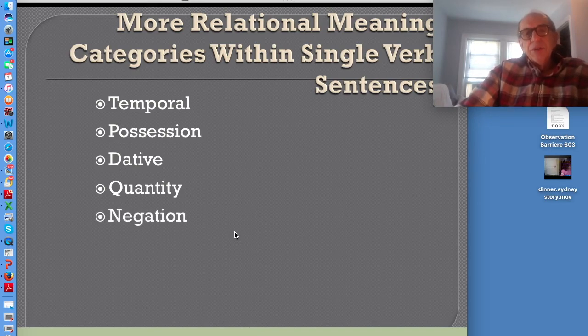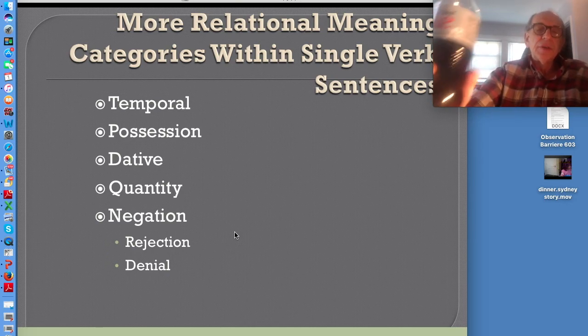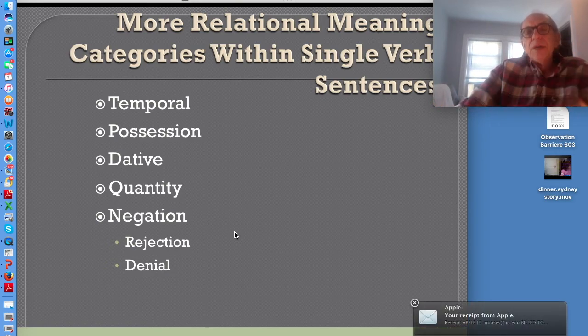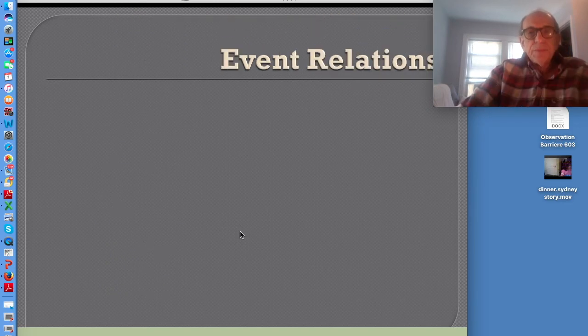Negation, which can be, I think there are 2 that I pointed to. Rejection: I don't want the Coke. No Coke. Or denial: that's a Pepsi. I say, no, that's a Coke. Denial, denying the truth of a statement. Rejection, expressing not wanting or getting rid of. There are other forms of negation too.